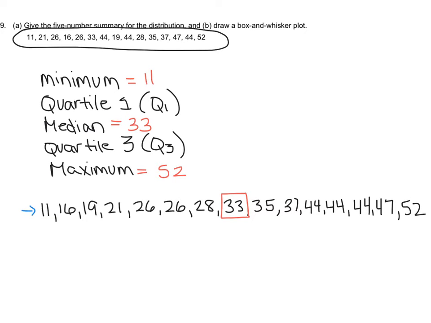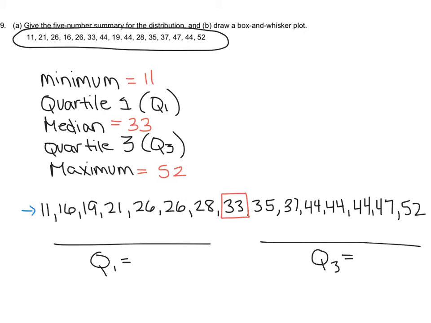Now I'm going to find quartile 1. Now I put a red box around the median in my data set. This median separates the data set into 2 halves. I have the lower half and the upper half. Now quartile 1, or Q sub 1, is the median of the lower half. And the third quartile, or Q sub 3, is the median of the upper half.